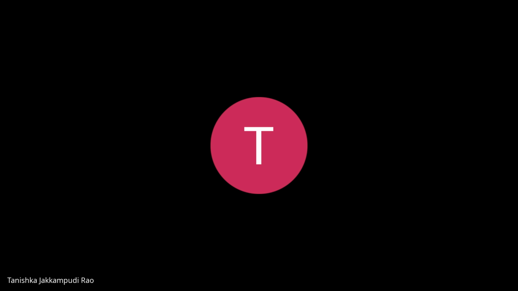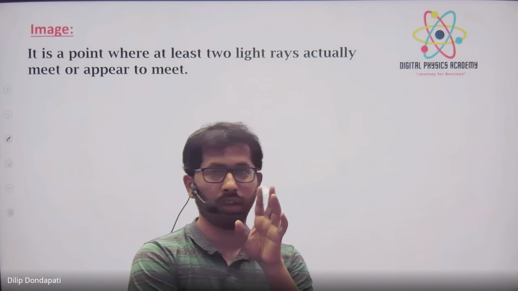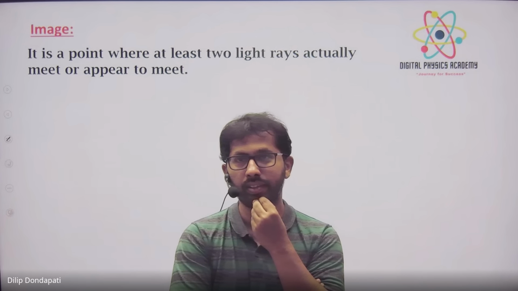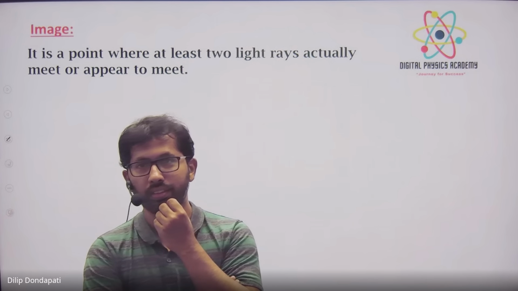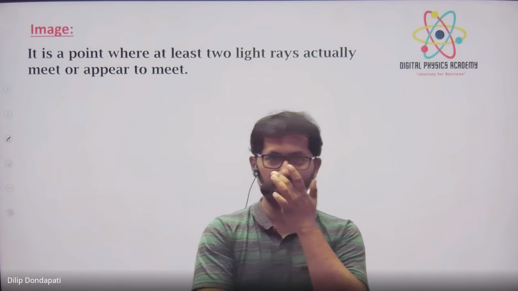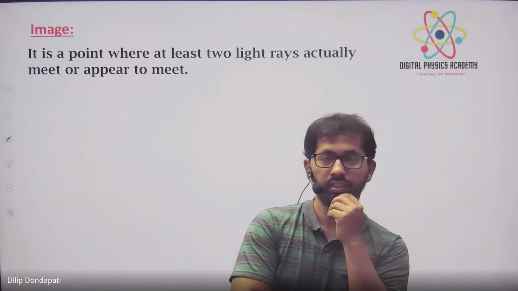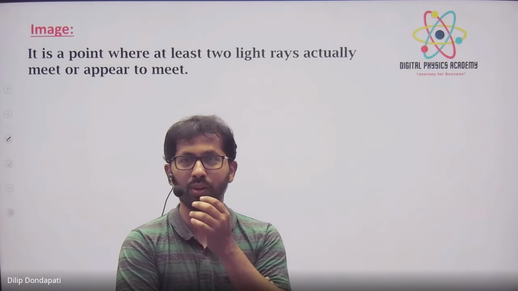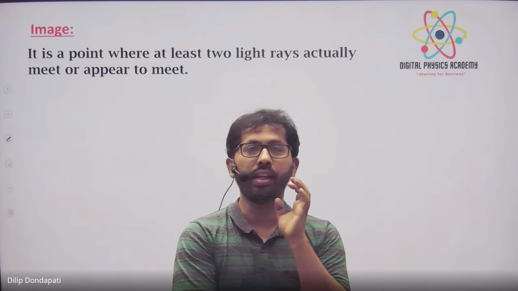So a real image can be obtained on a screen and a virtual image can't. Okay, one difference done. Next, anybody? Real images are formed in front of the mirror, and virtual images are formed behind the mirror. Okay, that is called what? Any other?